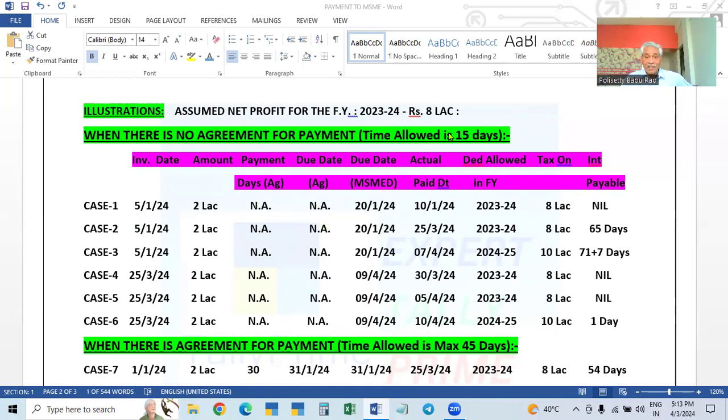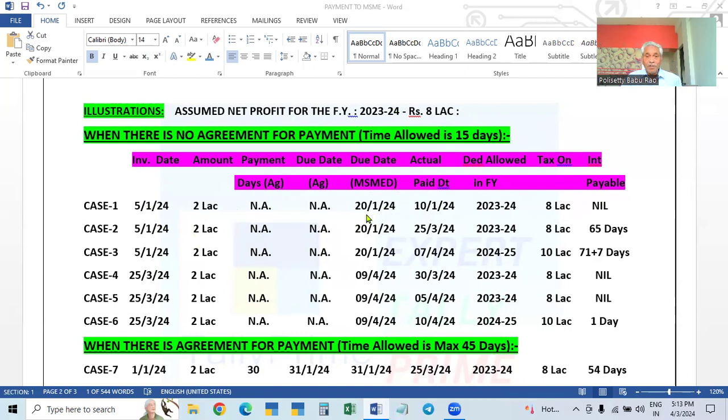So as per the act, the 15 days are given in the act, 45 days is also. So as per the act, 15 plus 5, that is 20. So January 20 is the due date as per the act. So the amount is paid by 10th January. So here it is 23-24, up to March 24.